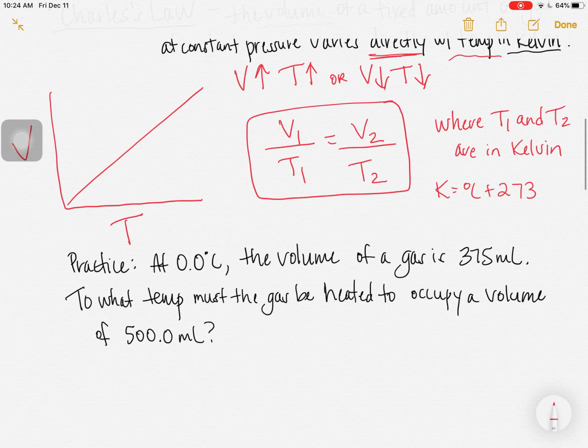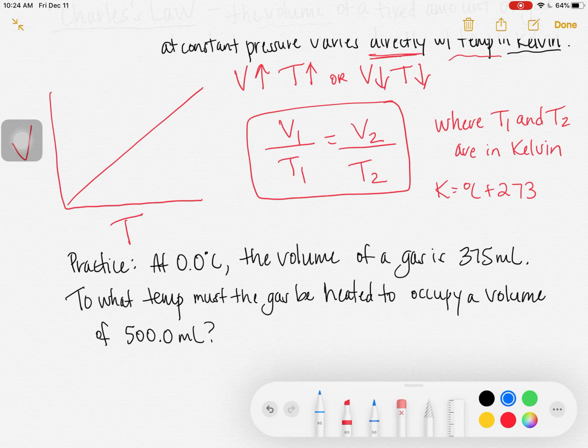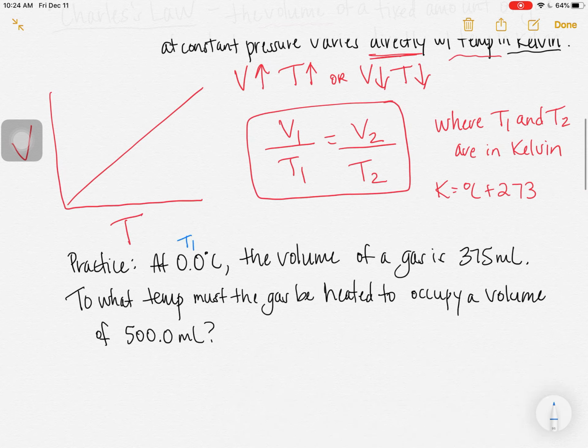Okay, so let's just try a problem here. All right, at 0 degrees Celsius, the volume of a gas is 375 milliliters. To what temperature must the gas be heated to occupy a volume of 500? All right, so again, I don't care which way you do this, but I would identify what you have. So this is going to be my T1. I'm going to have to change it though, so we'll take care of that. Or you can do it right here. Well, that would be 273 Kelvin.